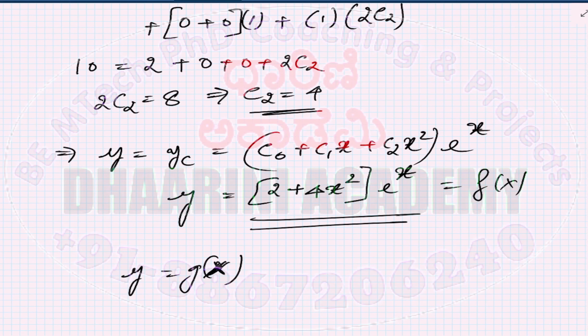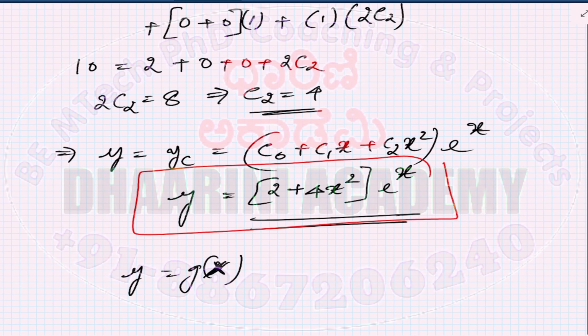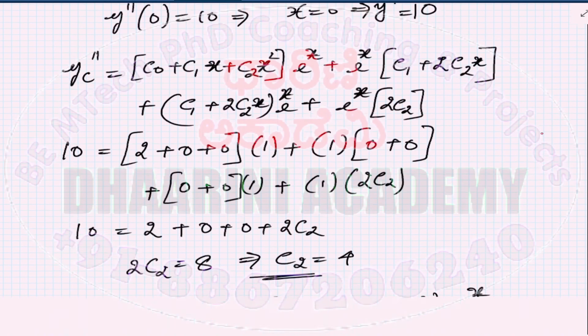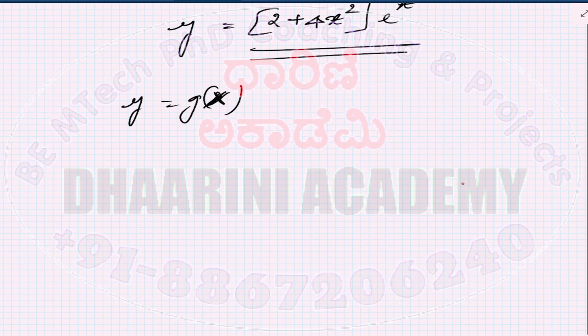I'm supposed to get only this. I should not have a y over there. I should not have a dy by dx over there. It should not be there. Proper function of x is expected, and now we got that. So this is the solution of this particular given differential equation.